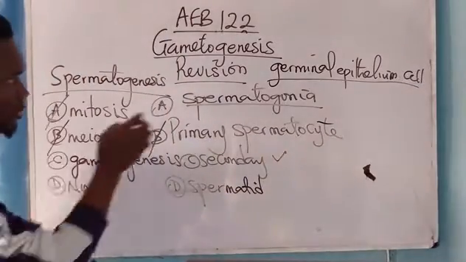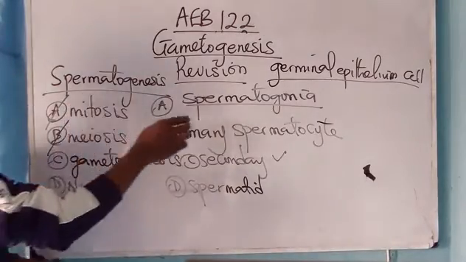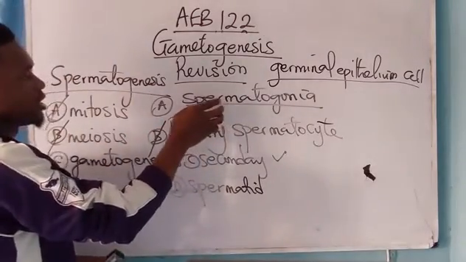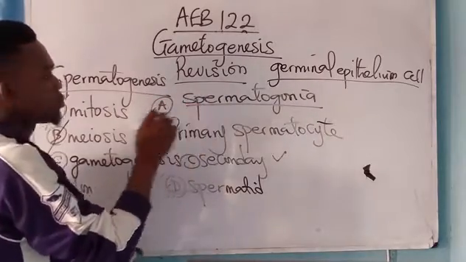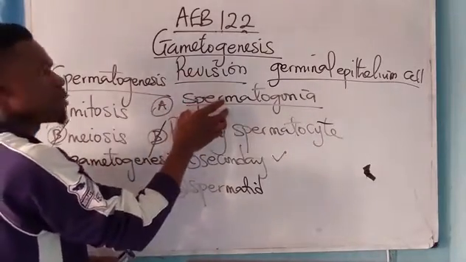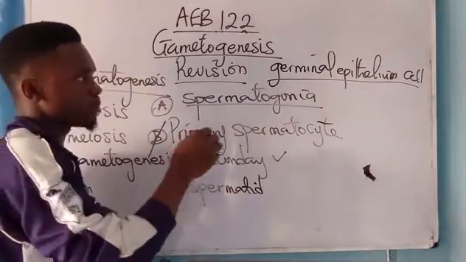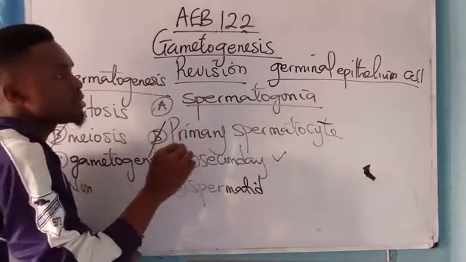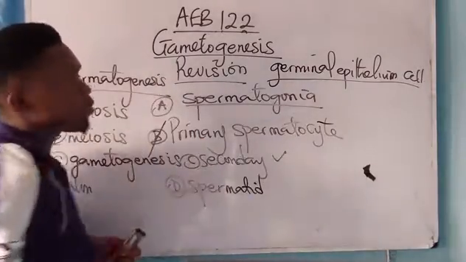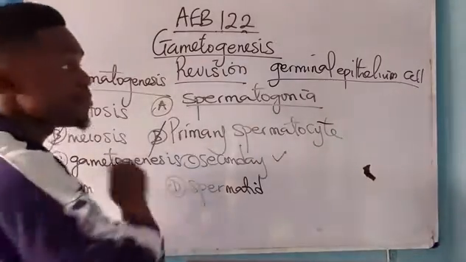Now, let me say something here. During spermatogenesis, when the primordial germ cell undergoes mitosis, it produces spermatogonia. Each spermatogonium will increase in size to produce a primary spermatocyte, which means that all the spermatogonia are active, functional, needed and important.